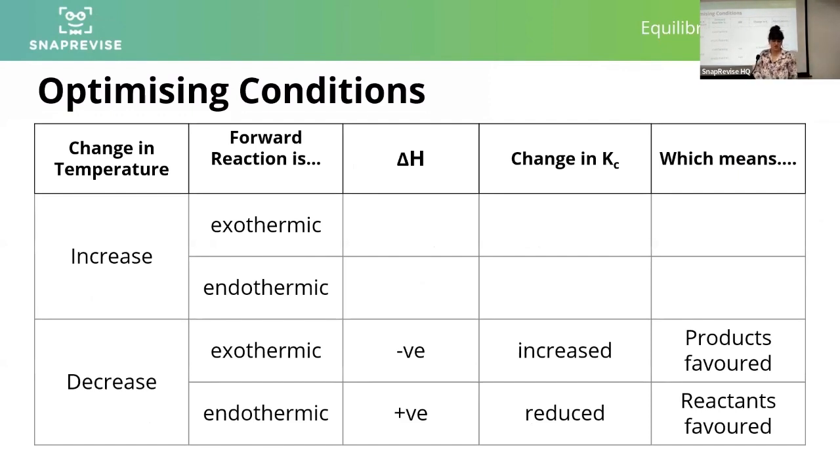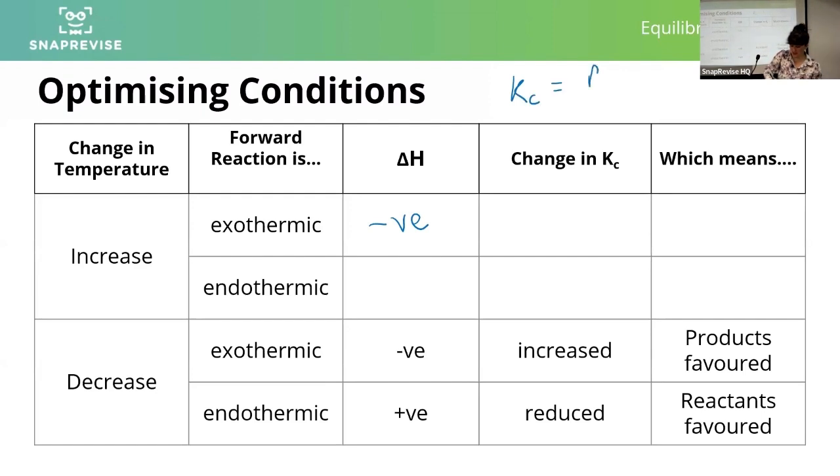So, optimizing conditions. If we are to increase the temperature and the forwards reaction of our dynamic equilibrium is exothermic, then what's going to happen to delta H? Or what is delta H? Delta H, if it's exothermic, delta H is negative. What's going to happen to Kc? And what's that going to mean in terms of the position of equilibrium? Where is our position of equilibrium? So if we increase the temperature and the forwards reaction is exothermic, that means the backwards reaction is endothermic.